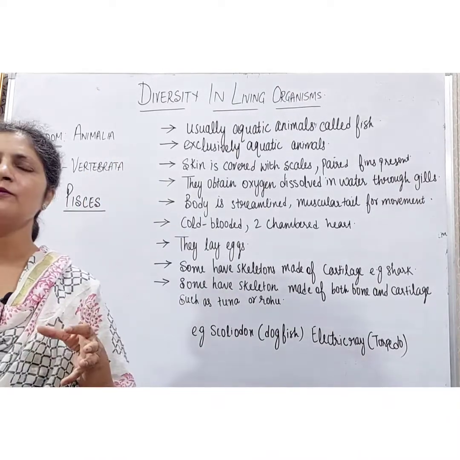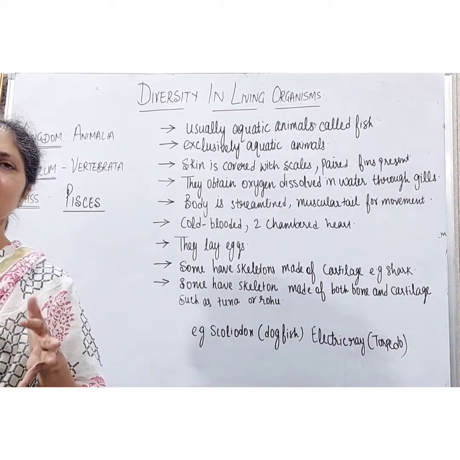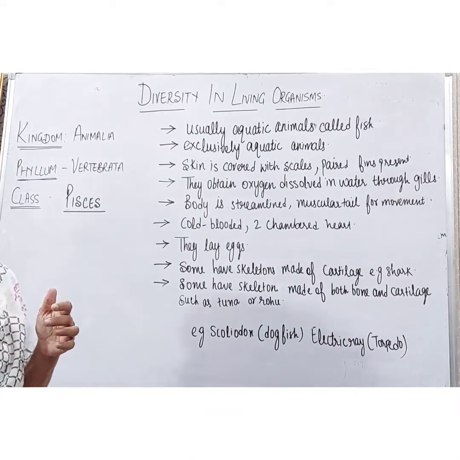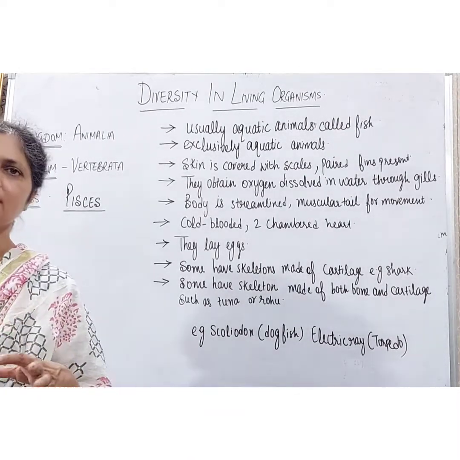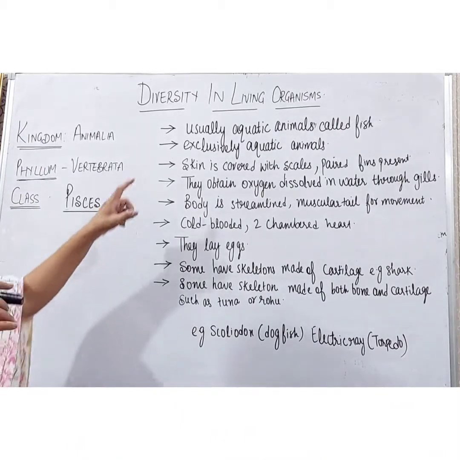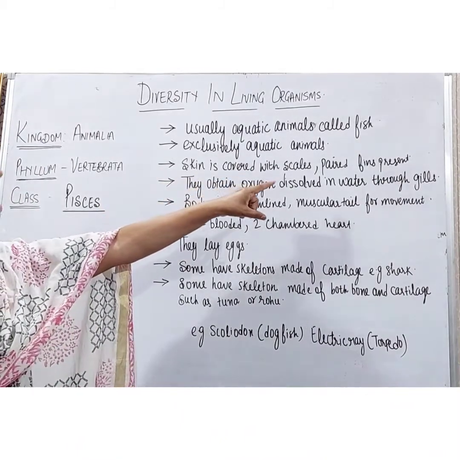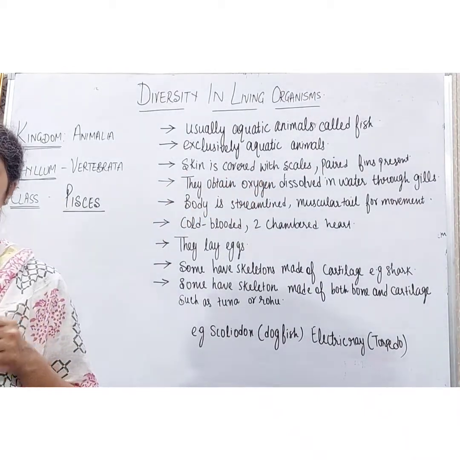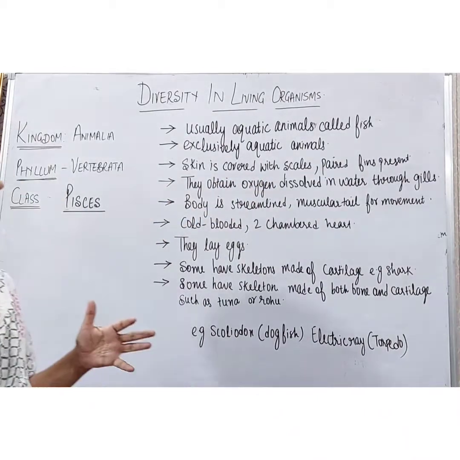In the cyclostomes, we discussed that they don't have scales, they are scaleless, and they don't have paired fins. But in the Pisces, the skin is covered with scales or plates and paired fins are present. The fins are in pairs.